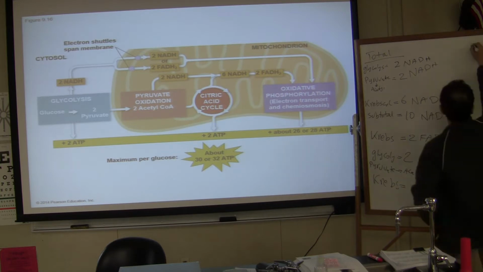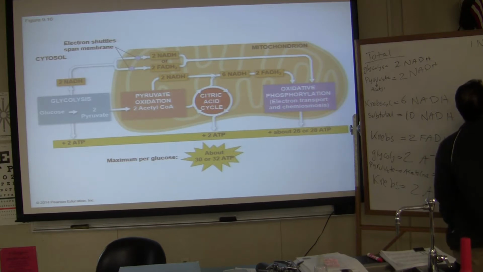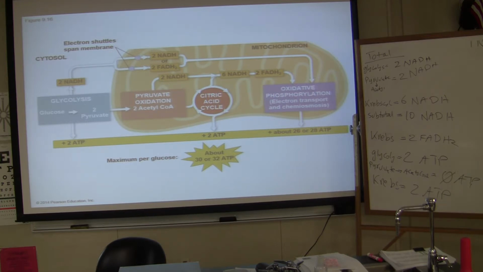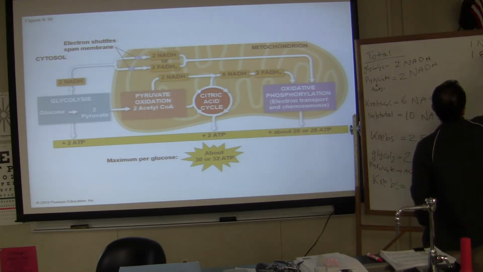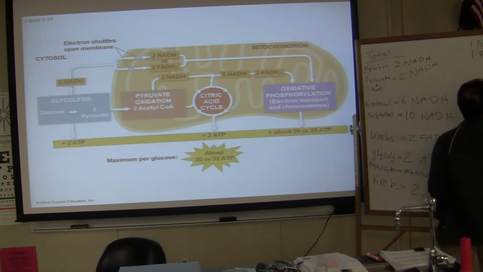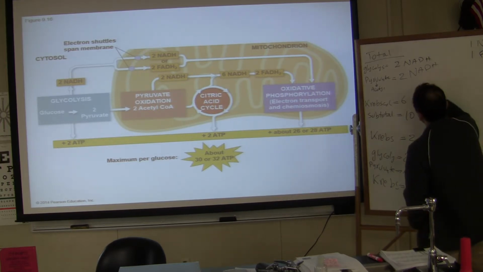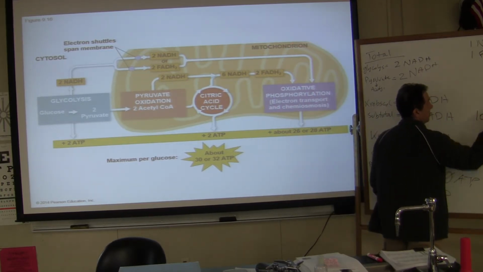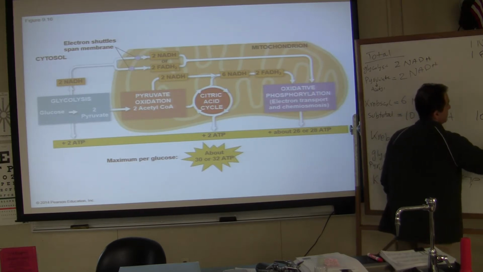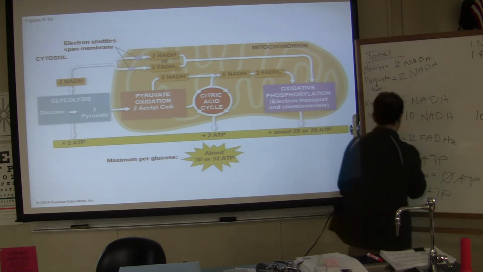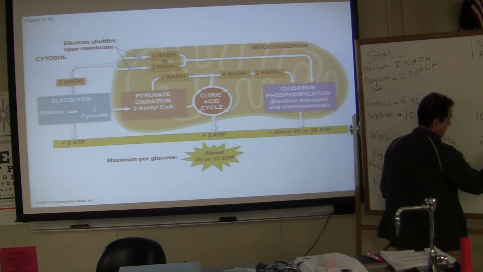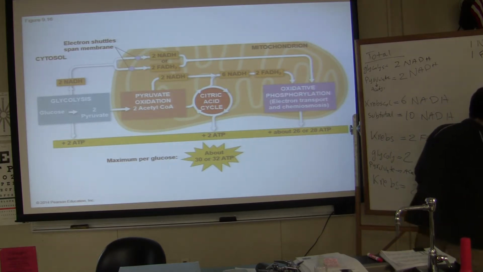What did we say? We said 1 NADH equals how many ATP? Roughly 3 ATP. Roughly. 1 FADH2 equals 1 ATP. Now, we have a total of 10 NADH right here, right? 10 times what? Times 3 is 30 ATP. FADH2, how many? 2 times what? 1 equals 2 ATP.